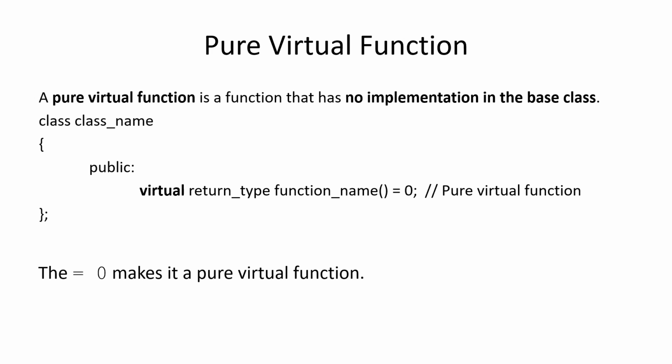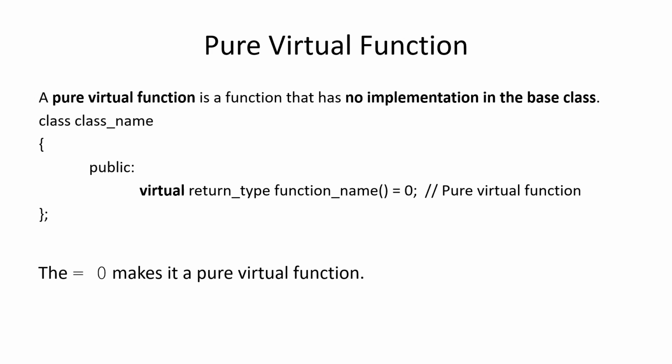Now let us understand the core concept behind abstract classes, the pure virtual function. A pure virtual function is a function that is declared inside the base class and has no implementation. The syntax is: virtual return_type function_name() = 0. The = 0 is very important. It tells the compiler that this function has no body. This means the derived class must implement this function.